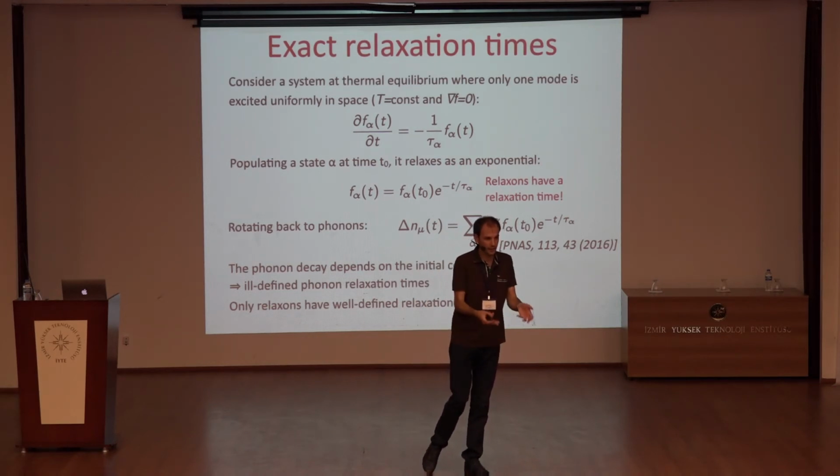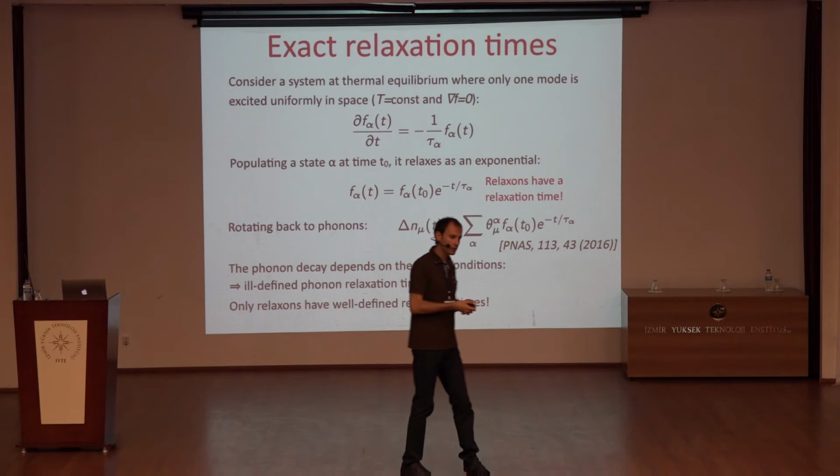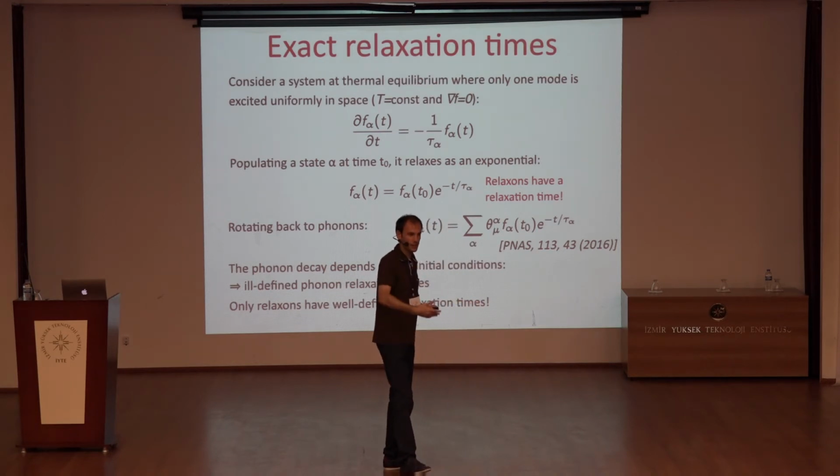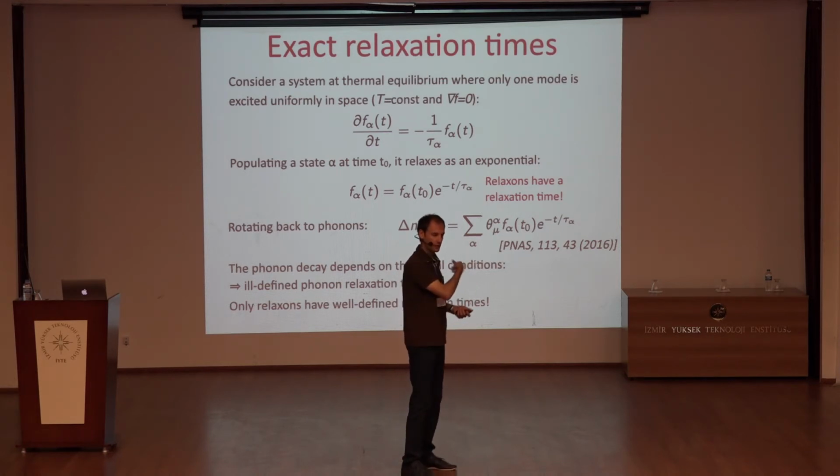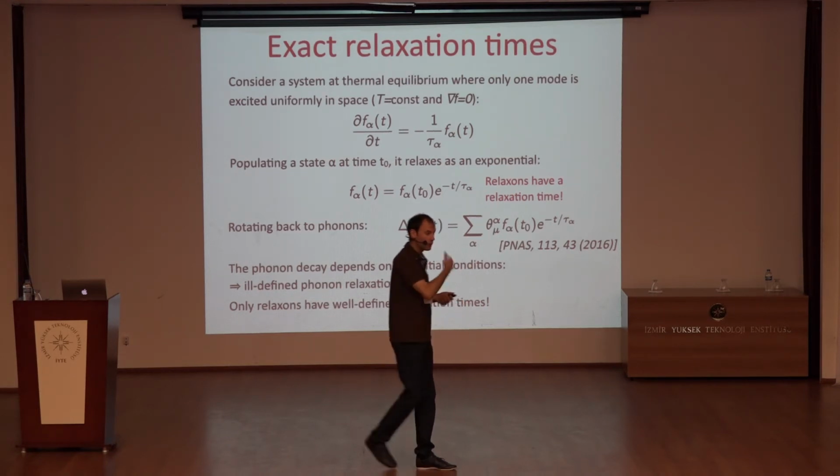The negative is something that is ill-defined. If you want the definition that I just gave you, something that decays by 1 over e after you wait a time tau, you need to use this representation in this basis so that you are guaranteed that you will not have weird things like negative effective relaxation times.